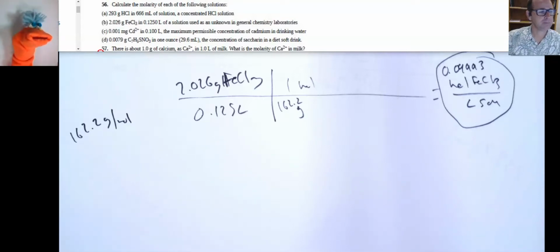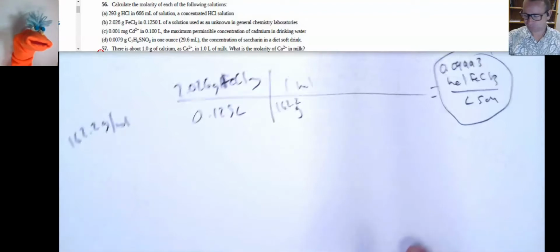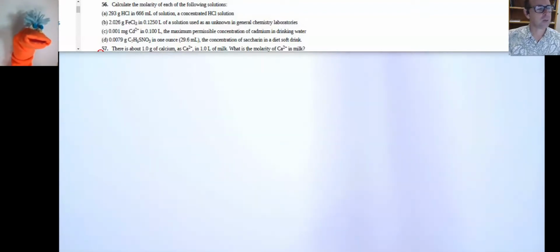You follow that one? I got it. That's pretty straightforward. All right, what's next? 0.001 milligrams of cadmium. That's the maximum permissible concentration of cadmium in drinking water.